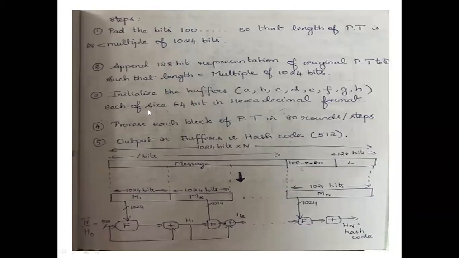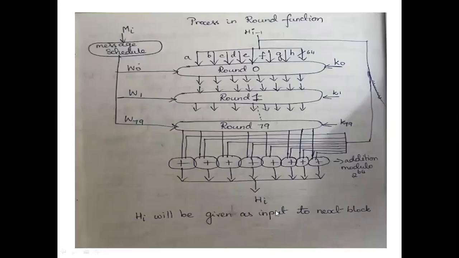Then the third step is to initialize the buffers. Here 8 buffers, A, B, C, D, E, F, G, H, are taken, each of size 64 bits in hexadecimal format. Then you have to process each block of plain text in 80 rounds. Then the output will be in the form of a hash code. We will see each step as we saw in MD5.